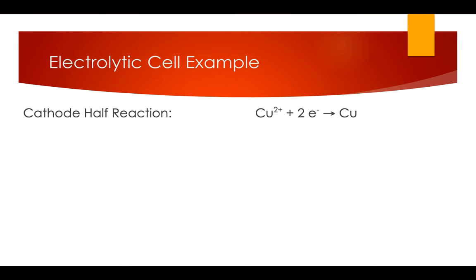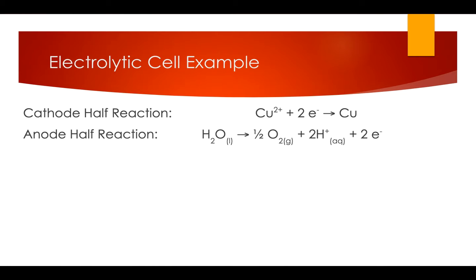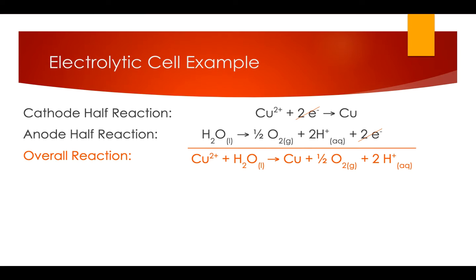So for this example, the reactions that actually do occur are the copper reduction and the water oxidation. So those are the ones that do occur. And so you can figure out the overall reaction by adding those 2 reactions together. So the electrons cancel out and we get that copper ions react with water to make solid copper, half an oxygen gas, and 2 hydrogen ions. So that's what is occurring in that specific example of an electrolytic cell.